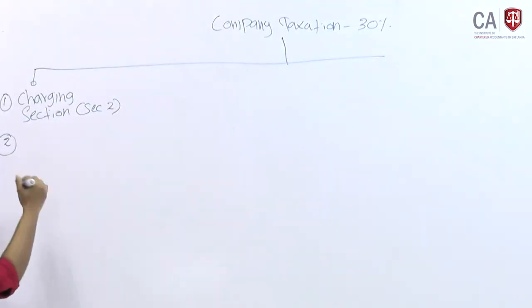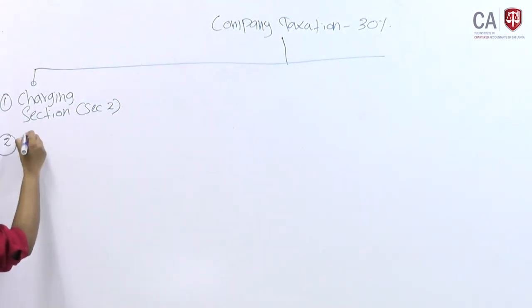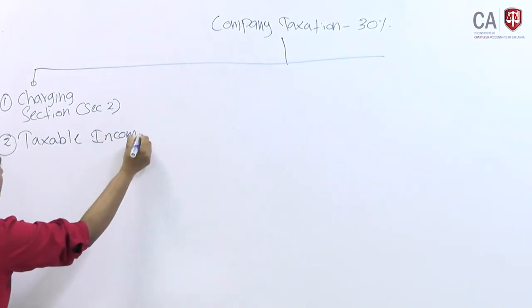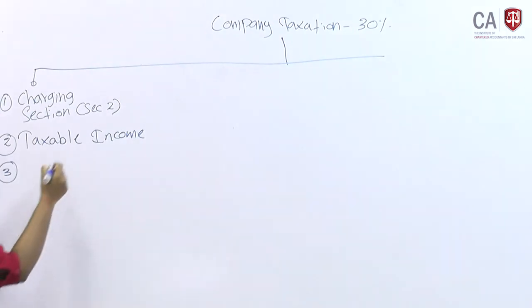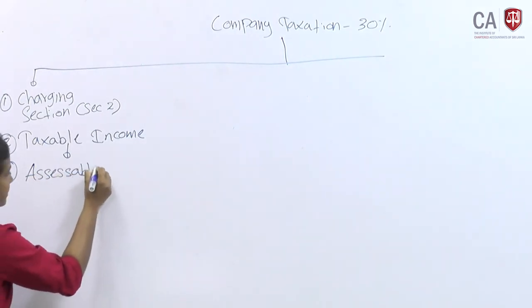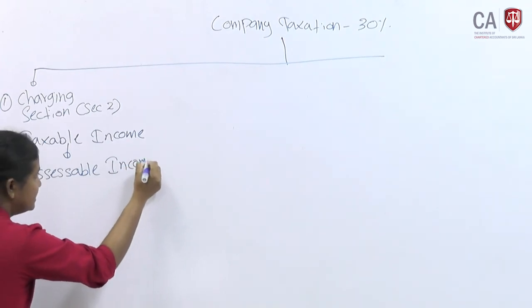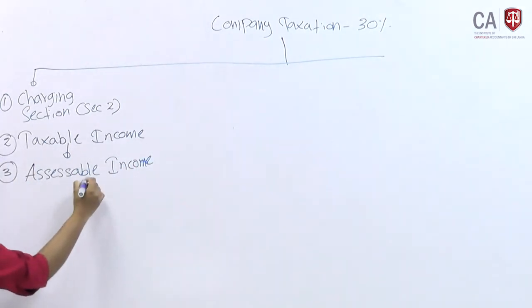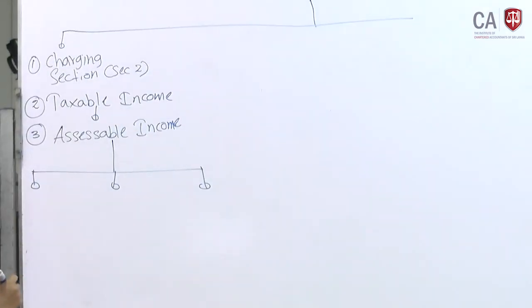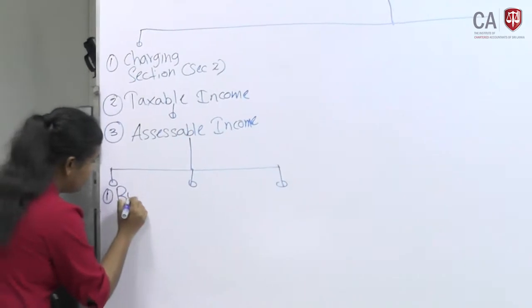Then the second one, under that I am taking the most prominent sections: how to compute the taxable income. We have discussed this part. And the third one, to compute taxable income, what we need is assessable income. Under assessable income, for resident company taxation there are three main types of assessable income. The first one is the very important business income.